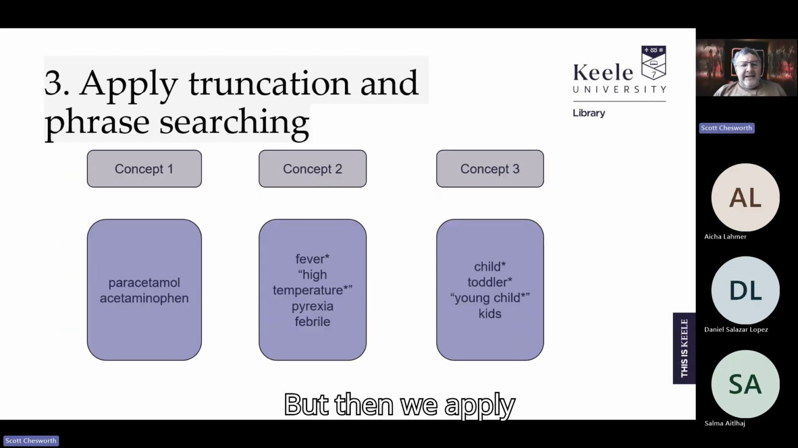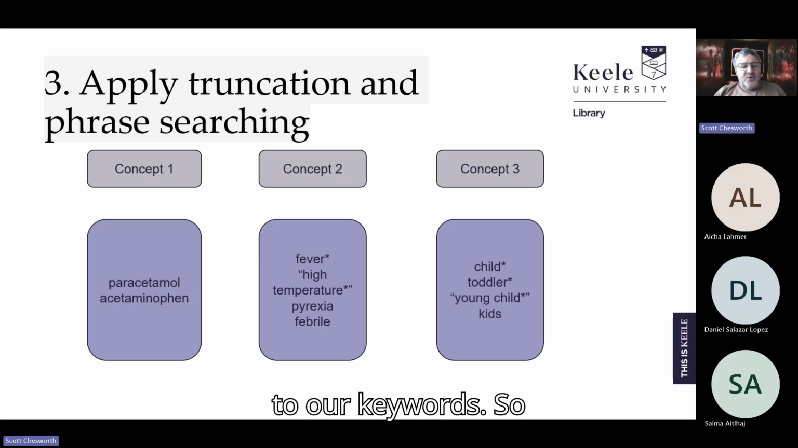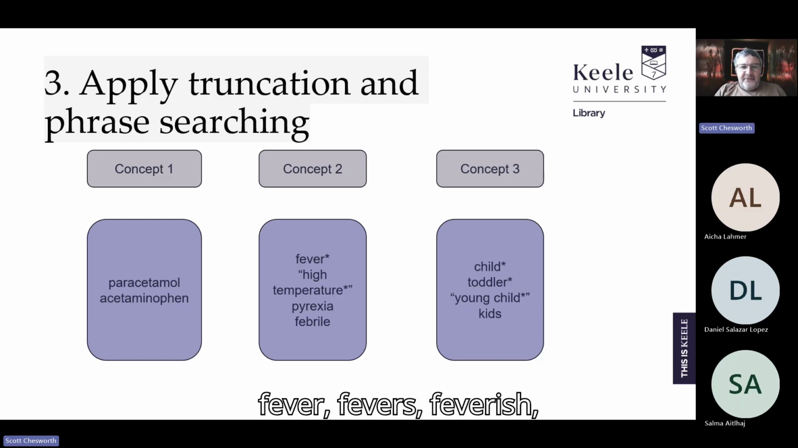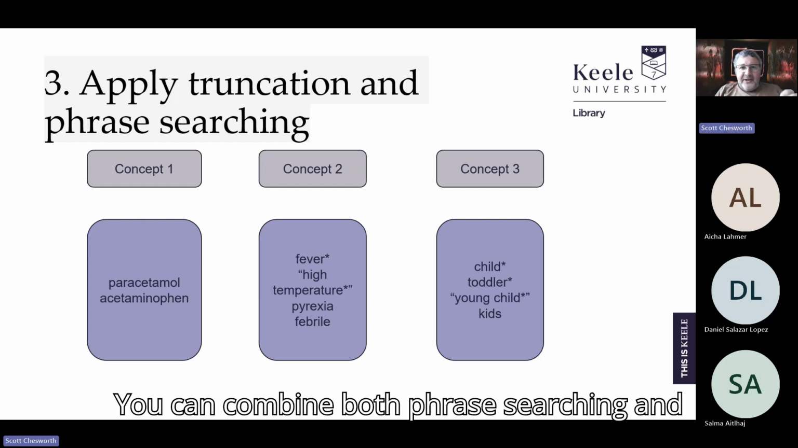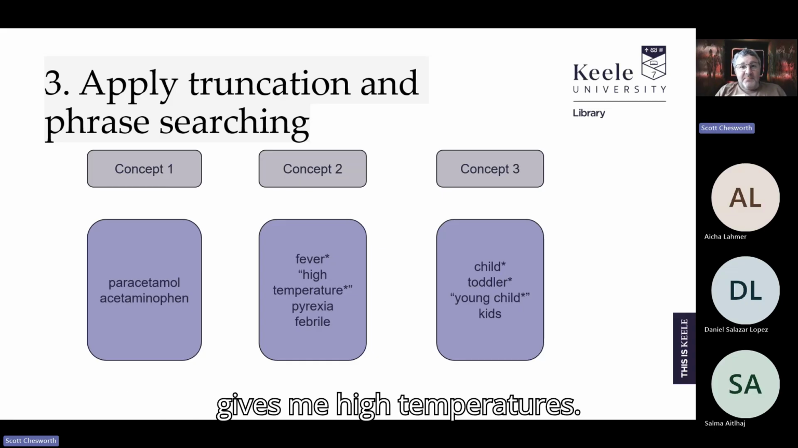But then we apply our truncation and phrase searching to our keywords. So fever with an asterisk will give me fever, fevers, feverish, feverishness, fevered. You can combine both phrase searching and truncation together. So high temperature gives me high temperatures.